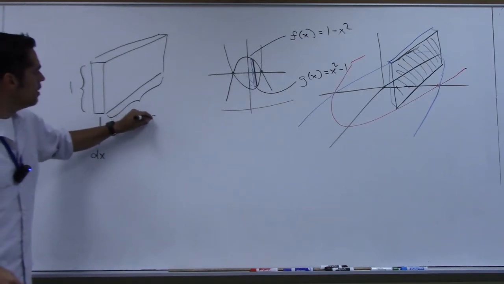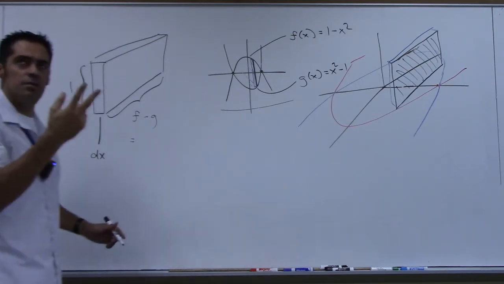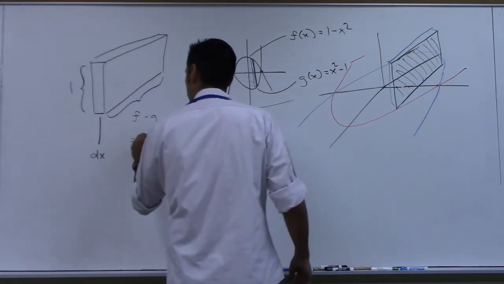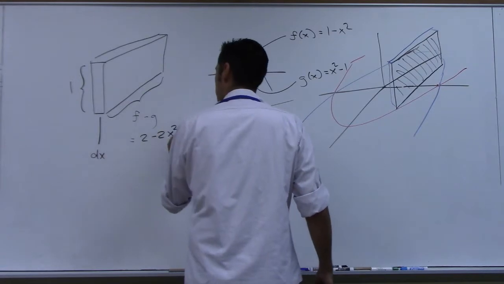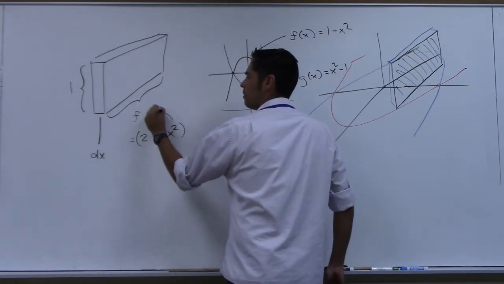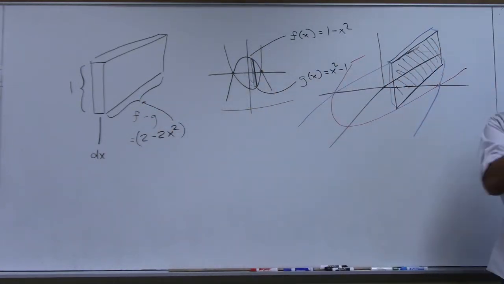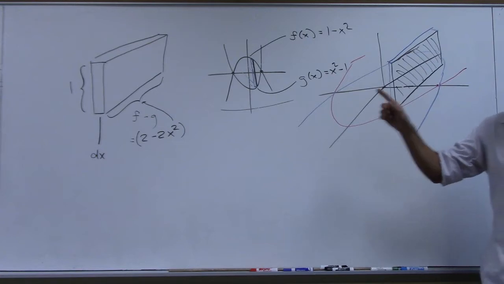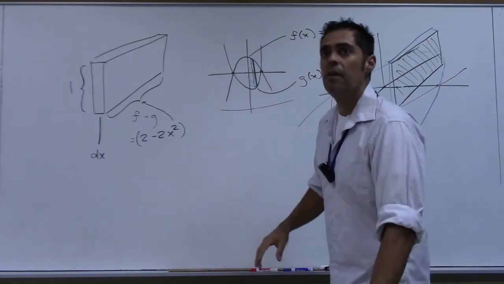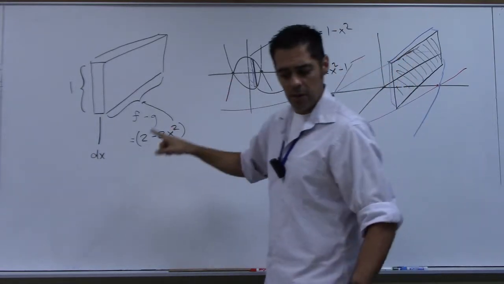So what is f take away g? Let's just do the algebra there. Didn't we do that earlier? Isn't it 2 minus 2x squared? That right there is this. Agreed? That's the dimensions of this little sliver. Now we multiply those three together, right? And that gives us the volume of that little sliver.